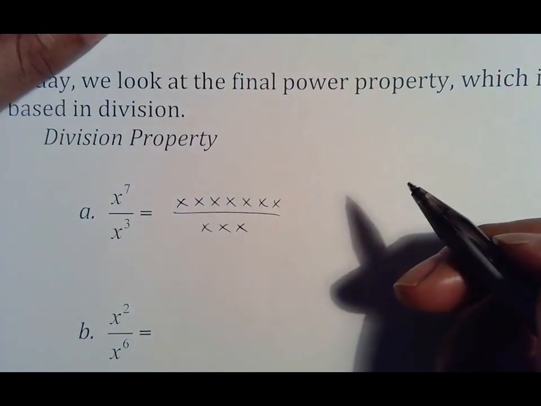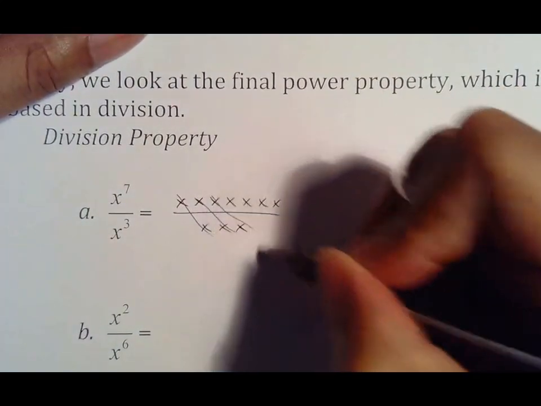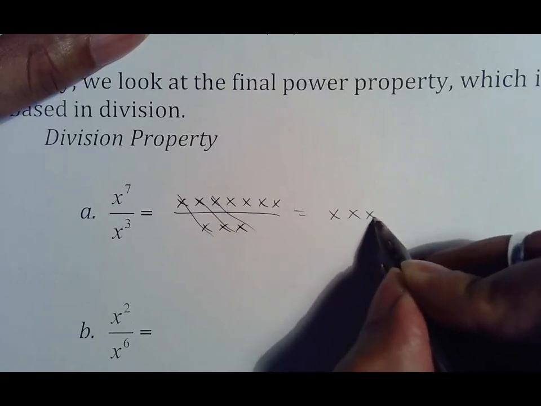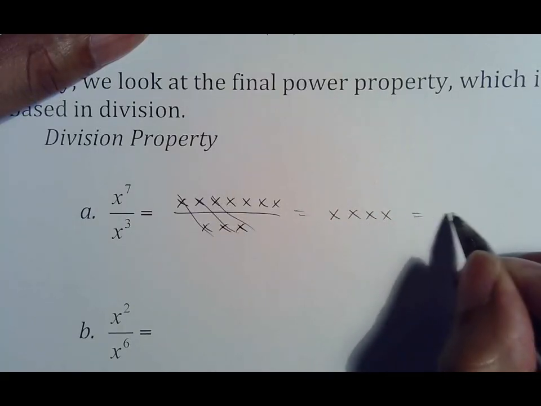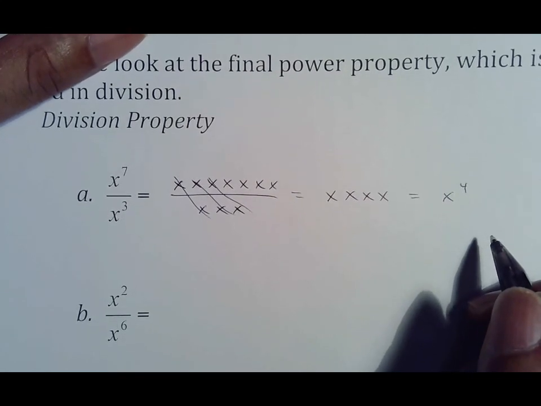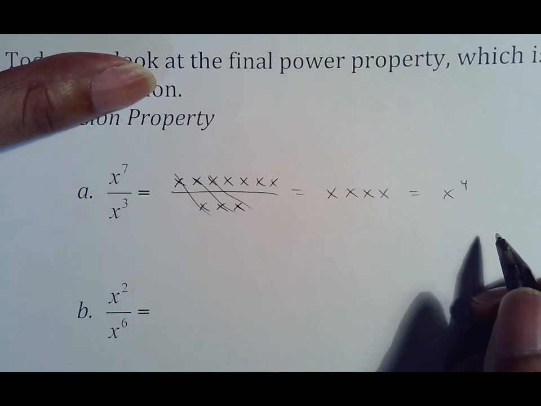So what we're looking at here is if there is an x on top and bottom, it would cancel, which means that there would only be left 4 x's. Which when you simplify that means x to the 4th. I'll do the other one before we discuss the pattern, which you probably already see or should kind of be able to infer at this point.